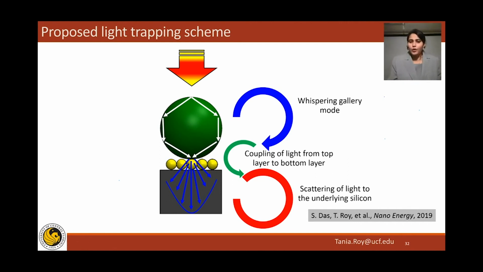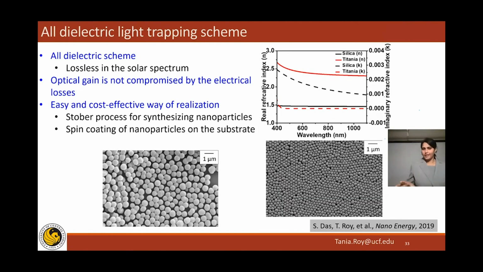So how do we realize this? We use an all-dielectric light trapping scheme because we want it to be lossless. We don't want the heating effects to be there, and we don't want the optical gain to be compromised by the electrical loss. And for that, we also want to use a very cost-effective, easy way of realizing it. We use the Stober process to synthesize these nanoparticles and then just spin coat these nanoparticles on the substrate.